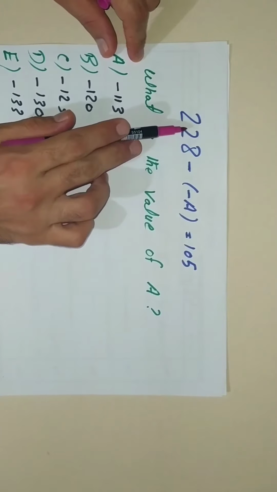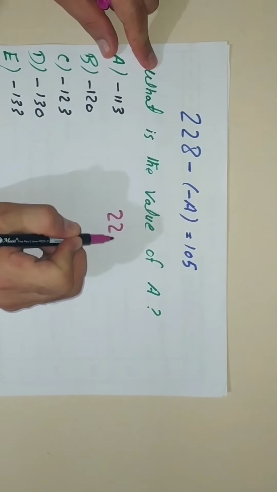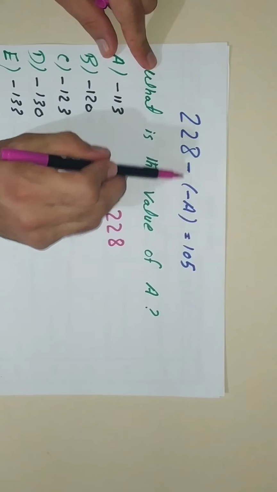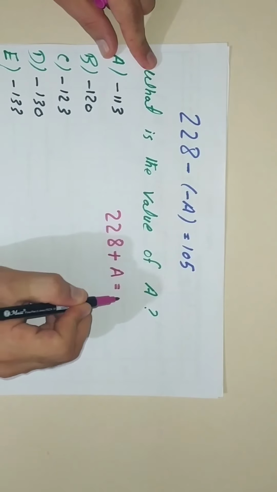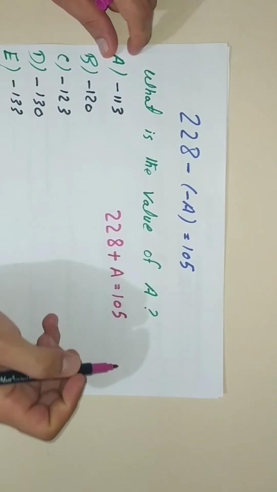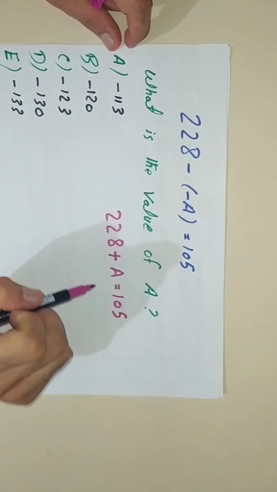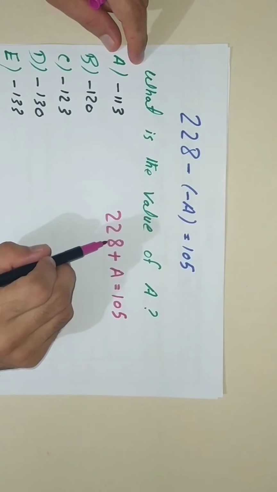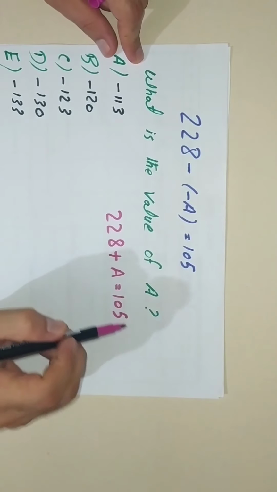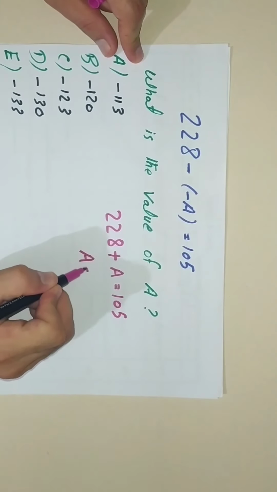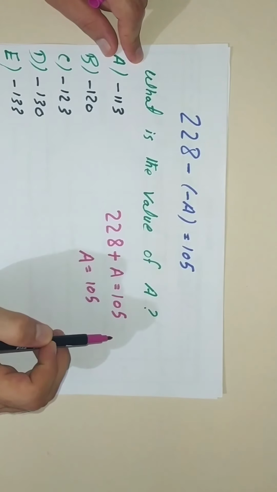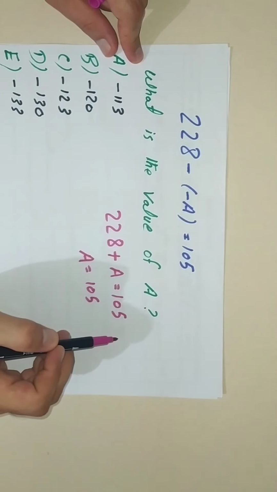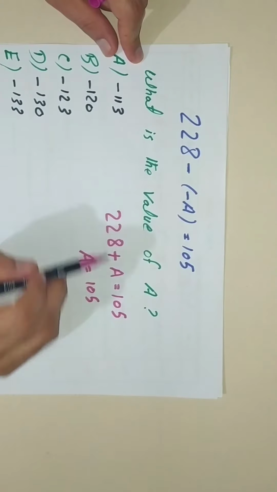Okay, 228. The product of the same signs will always give us plus. Okay, 228 plus a is equal to 105. Now I have to shift this 228 to the other side to find the value of a. A will remain here, 105 is here. If you transfer something from here to the other side, it will go with the opposite sign. If it is in minus, it will go to that side with plus. If it is in plus, it will go with minus.